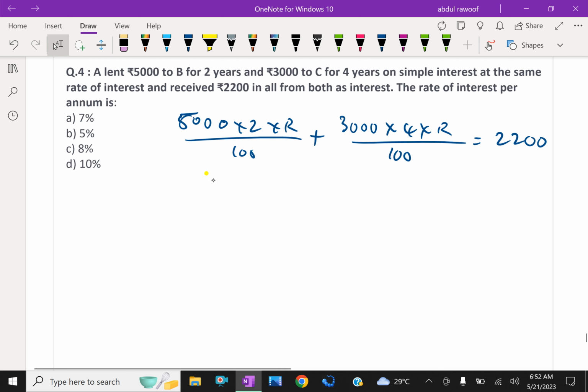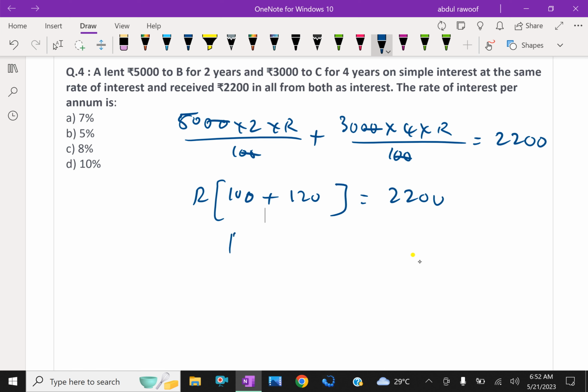Now cut the zeros. Then look here, R into 50 into 2 is 100, 100 plus here 30 into 4 is 120, equal to 2,200. Then R equals 2,200 by 220, which is 10% per annum.